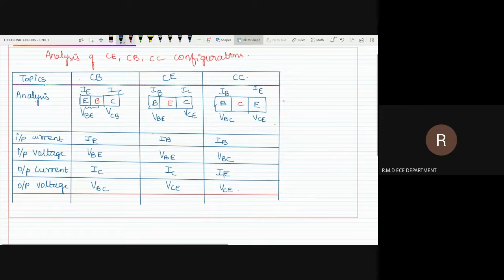See here, we have to draw the graph like this: this is your input voltage VBE, and this is your output voltage. In the same way, this is your input current and IC will be your output current. Likewise, you have to write it for all the four parameters.